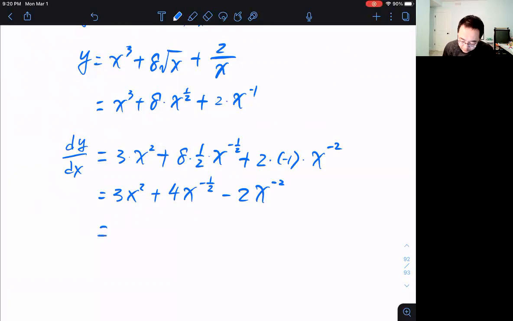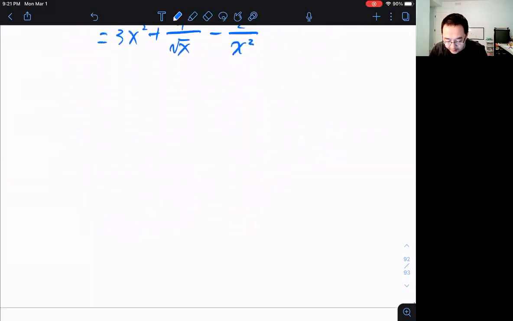Or if you want to express it closer to the original form, this is 3x squared plus 4 over the square root of x minus 2 over x squared. Again, we'll have plenty of practice for you. Okay, so now let's do a little bit more algebraic manipulation. Let's look at another set of examples.